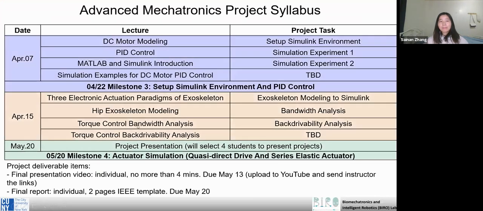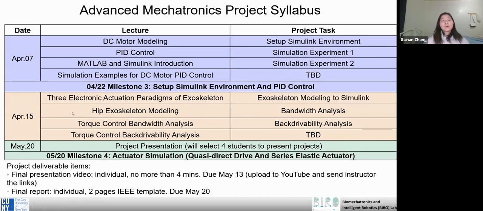Now we begin to talk about the project. Last week, we talked about DC motor modeling and PID control, and a MATLAB and Simulink introduction, and 2 examples of DC motor PID control in Simulink. Professor Su has sent you the videos of the 2 examples. If you have never programmed in Simulink, please follow the videos and practice. It's the basis for your project.